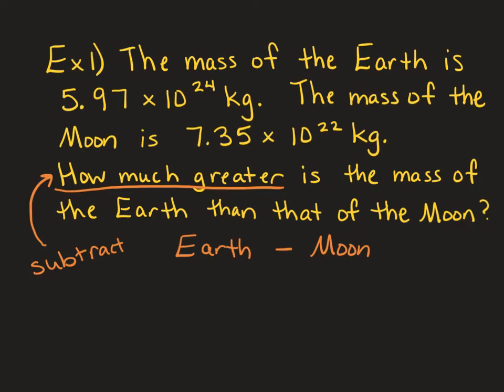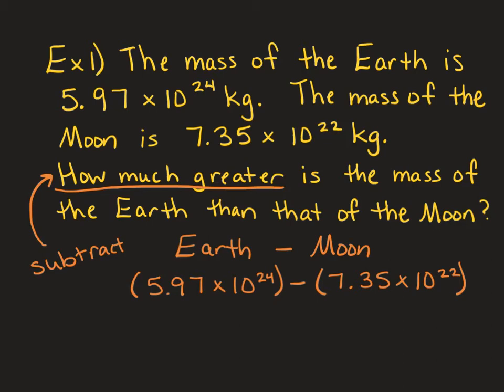And we can take these two numbers, and I'm going to write them in parentheses because I'm going to do this using a calculator. That's the simplest way to work out the scientific notation problems. You're allowed to do that, so we will use it in class. So I'm going to take the Earth, and I'm going to say that is 5.97 times 10 to the 24th in parentheses, minus the Moon in parentheses, 7.35 times 10 to the 22nd. And at this point, I'm going to go to a calculator and get the answer.